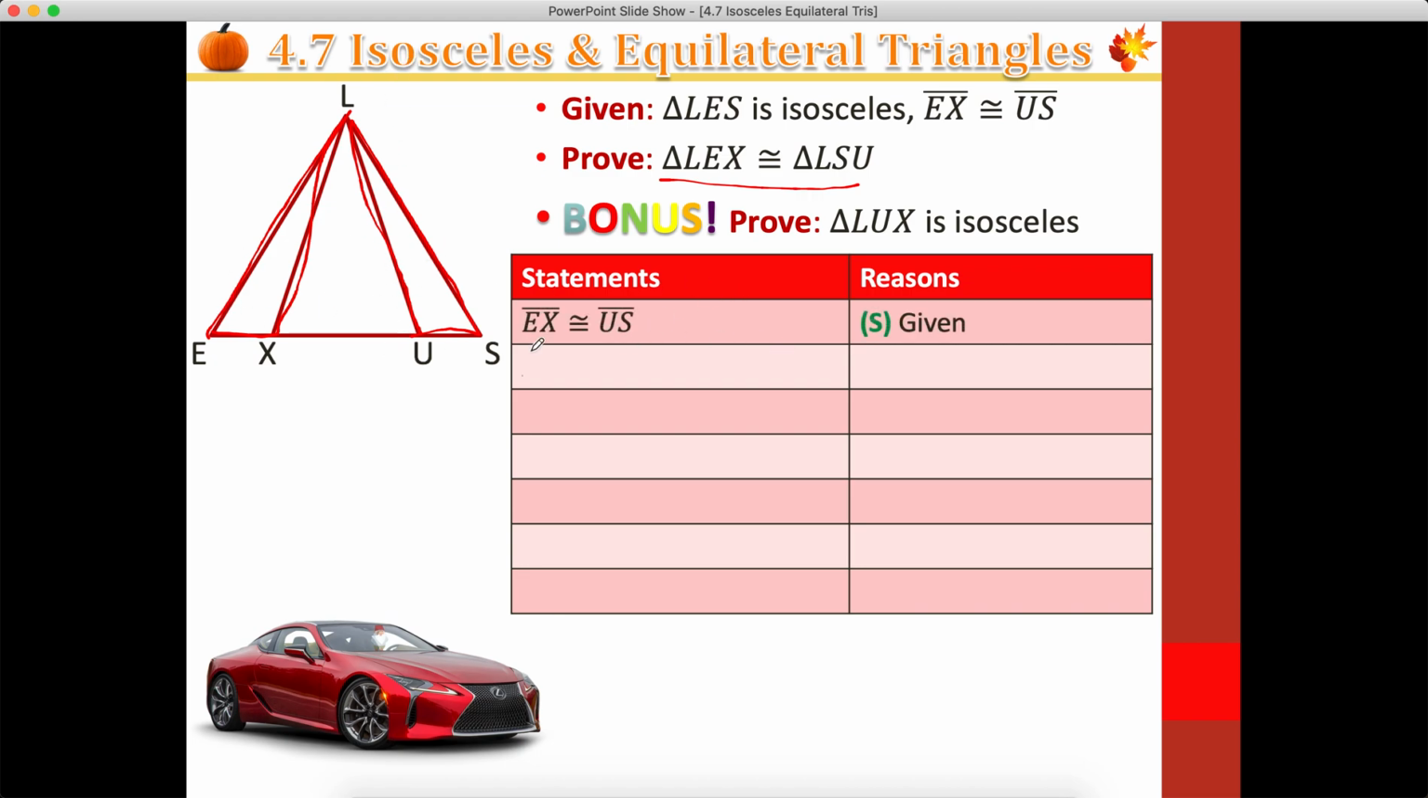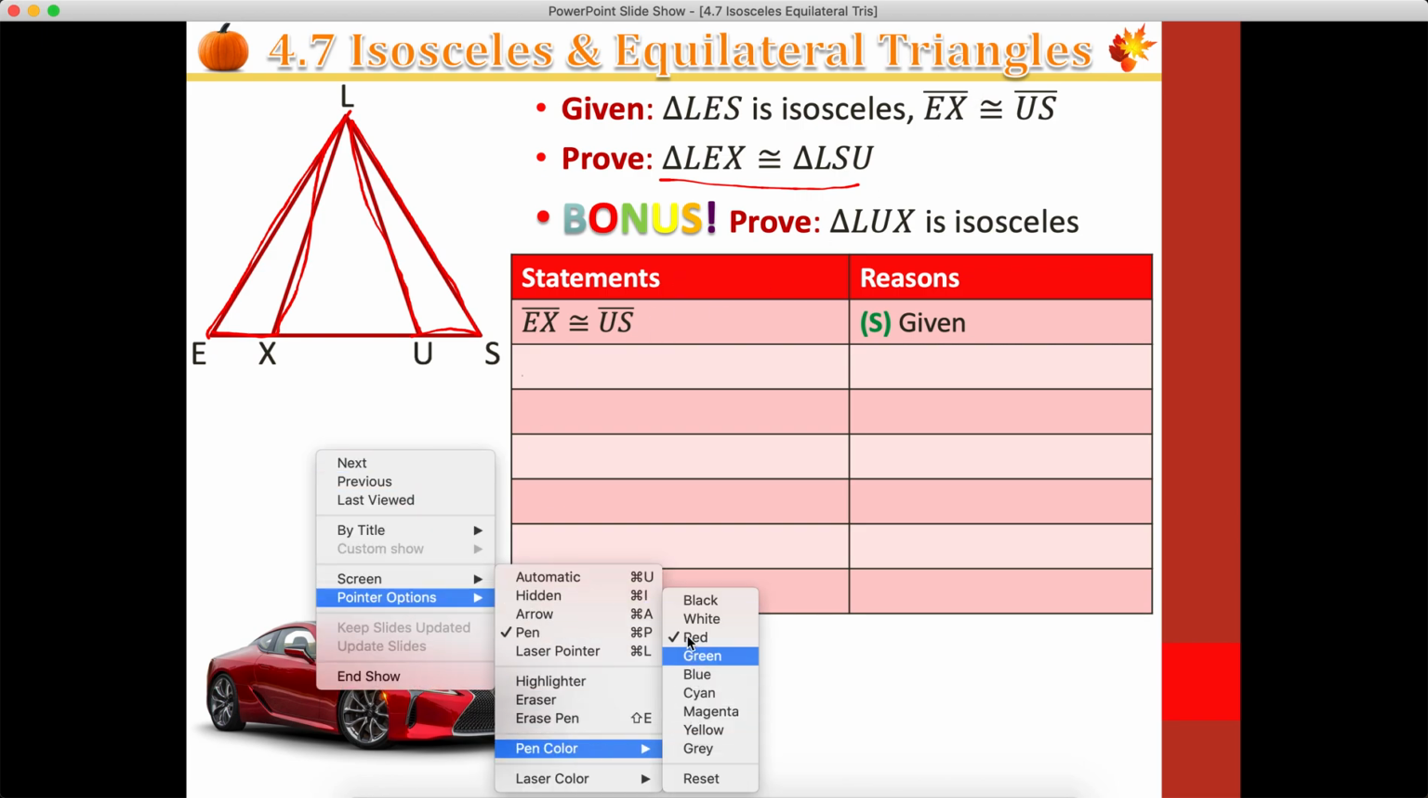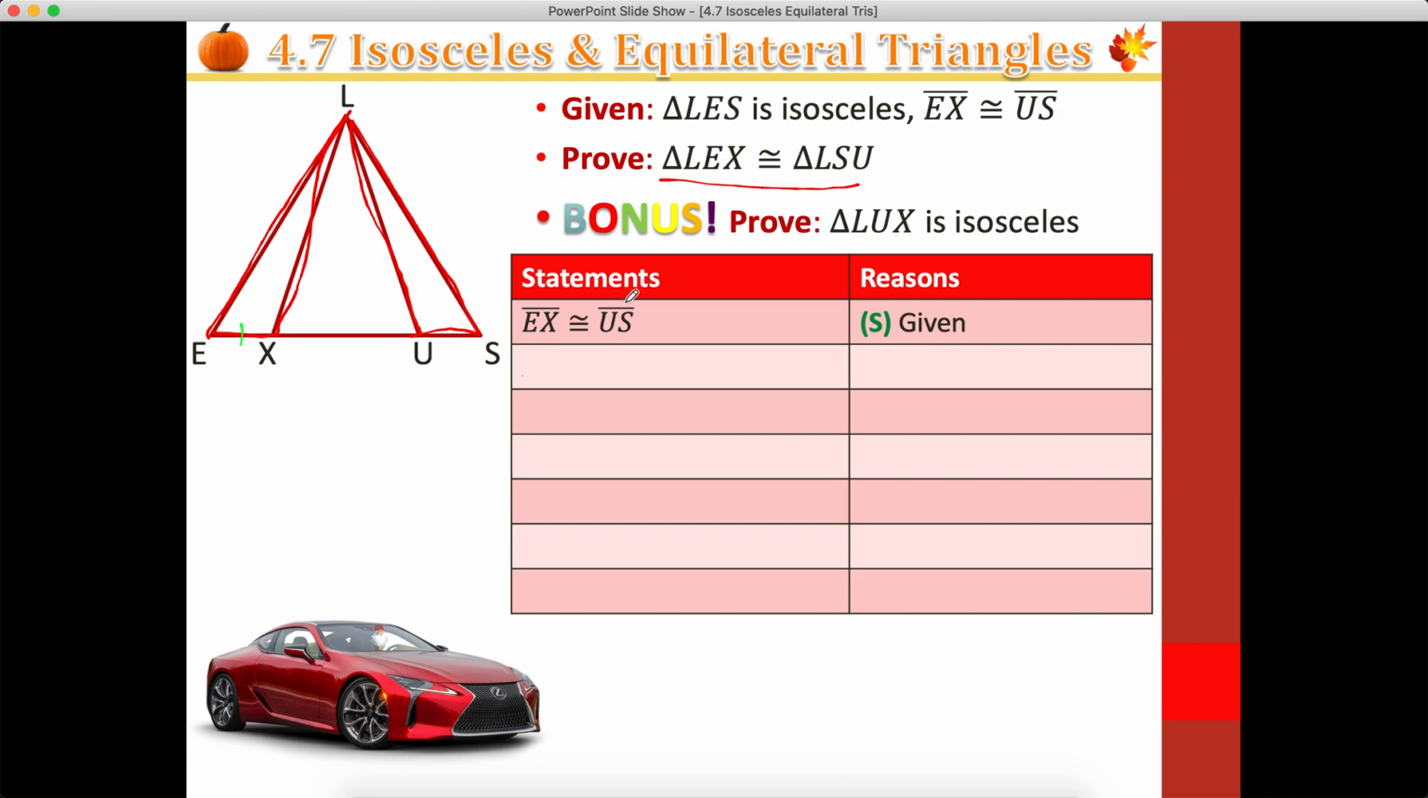But we know that the whole big thing, the whole triangle LES, is isosceles. I'm laying out this given first, actually, that EX is congruent to US, because that's kind of a means to an end. Or I should say, that's not even a means to an end. That's just its own thing. We're done with that. We exhausted that, and it'll come up again once we demonstrate triangle congruence, but I can't take that one any further.